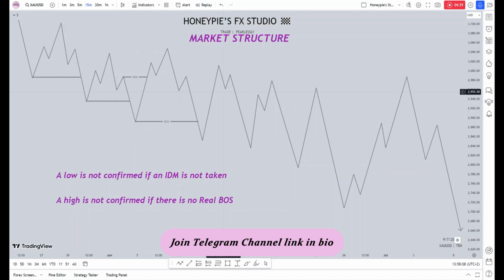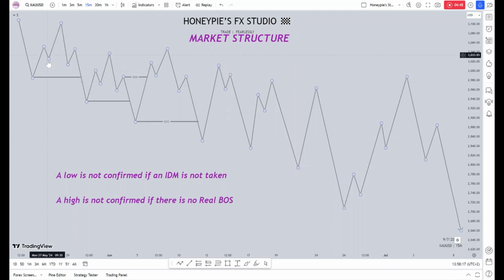Okay, now let's move over to the other side. Like it's been said, a high is not confirmed if there is no real break of structure. You can notice that all this while we have not been able to define a particular high because there was no real break of structure. But now we have a real break of structure, because an inducement was taken out. So at this point over here, we are going to say this high is confirmed.